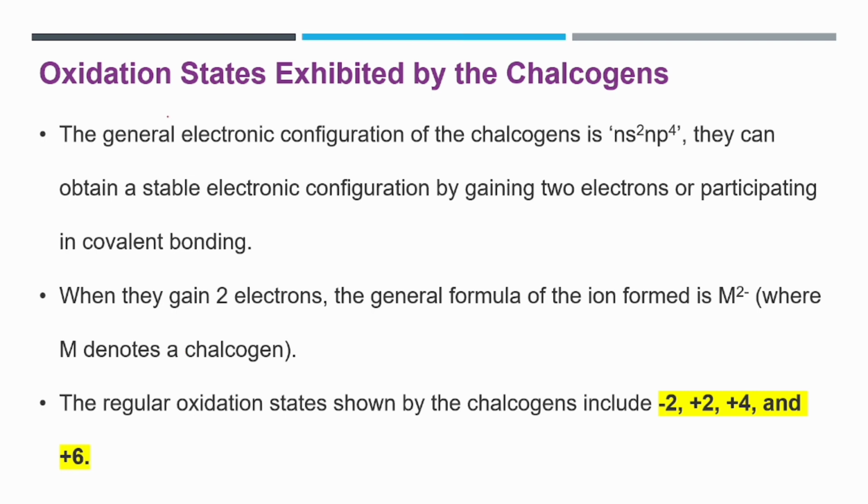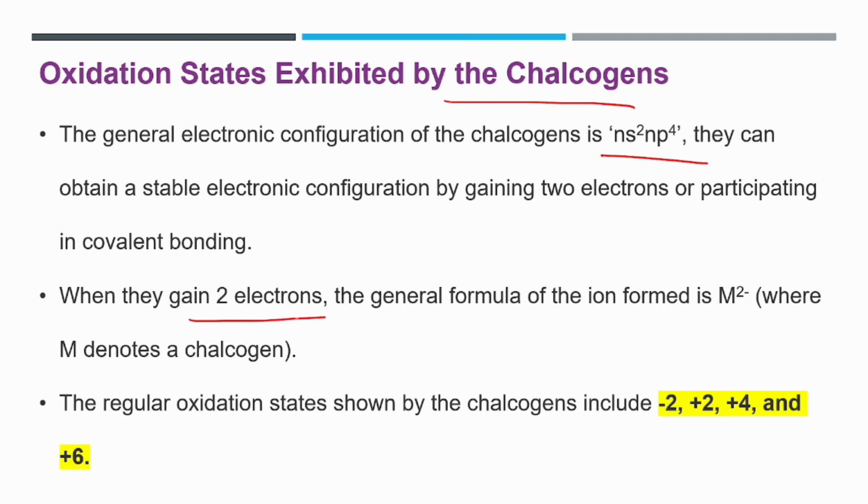Next are the oxidation states exhibited by chalcogens. Which oxidation states are shown by the chalcogens? The oxygen family has ns2 np4 electronic configuration. They can attain the stable ns2 np6 configuration by gaining 2 electrons, or they can share 2 electrons and take part in covalent bonding.